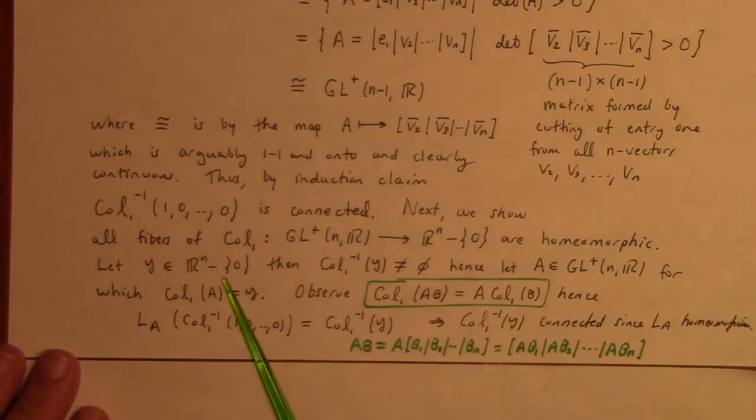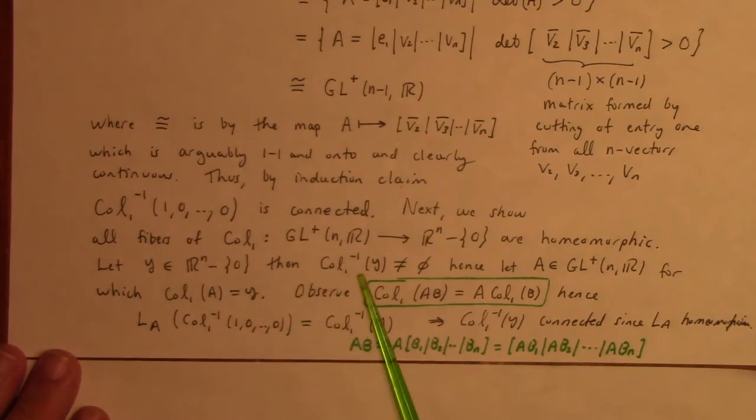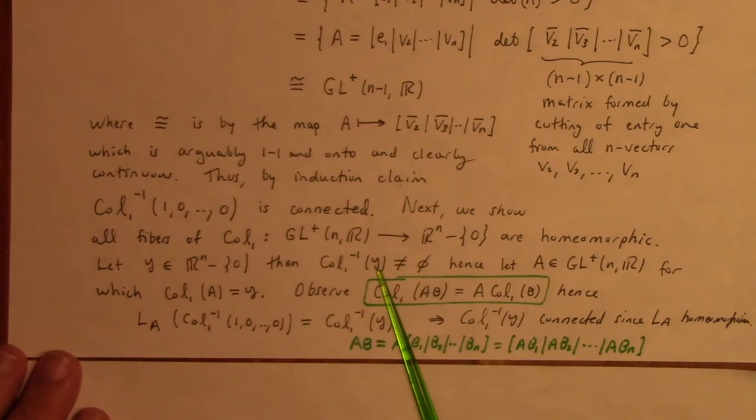Let Y be a non-zero vector in Rn. Then the inverse image of the non-zero vector under the column 1 map is clearly non-empty, because you could just start with Y and extend Y to a basis, then that matrix has column 1 as its Y. All right, so hence, let A be a matrix for which the column 1 of A is equal to Y.